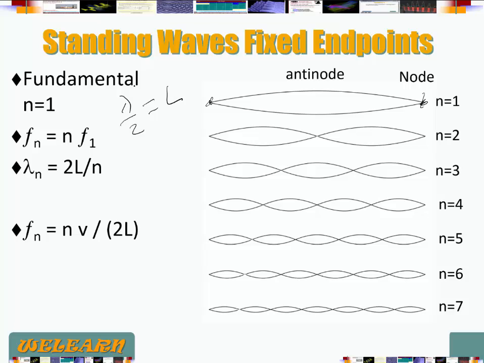Now we know the wavelength. If we know the speed of the wave, we can find the frequency, or if we know the frequency, we can find the speed of the wave. Remember the relationship between wavelength, speed, and frequency: wavelength is V over F. Now that we know the wavelength, if we know one of these two, we will know the other one.